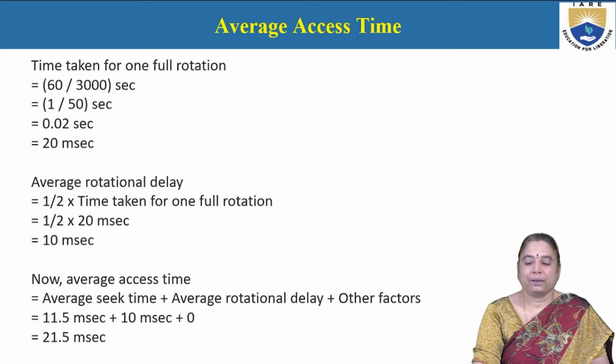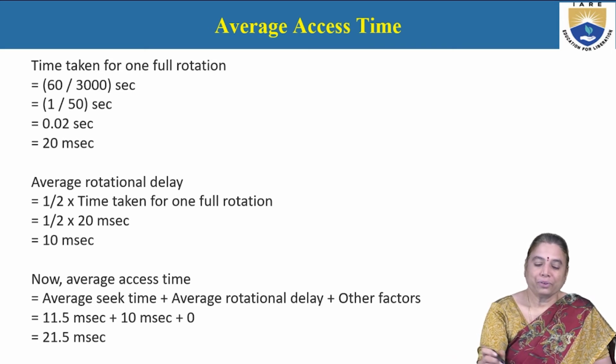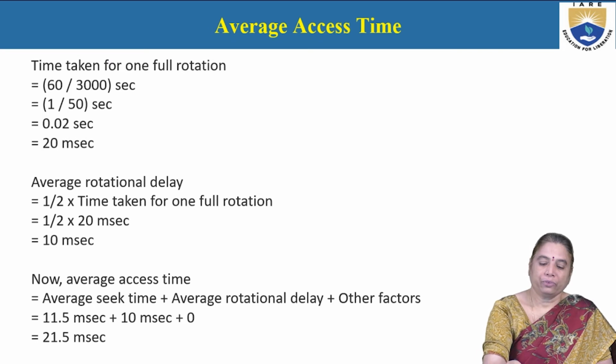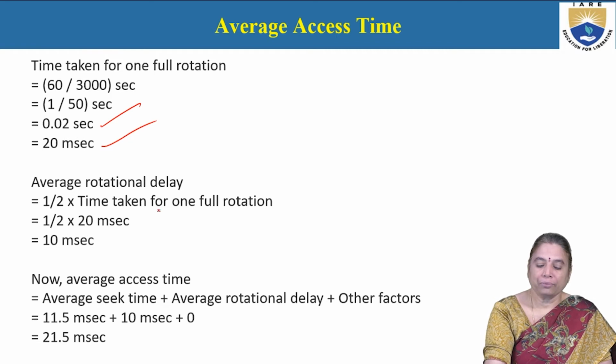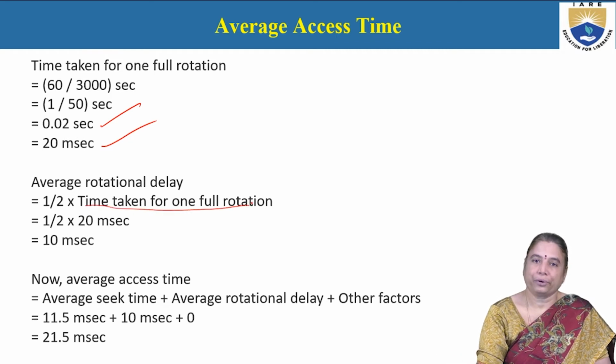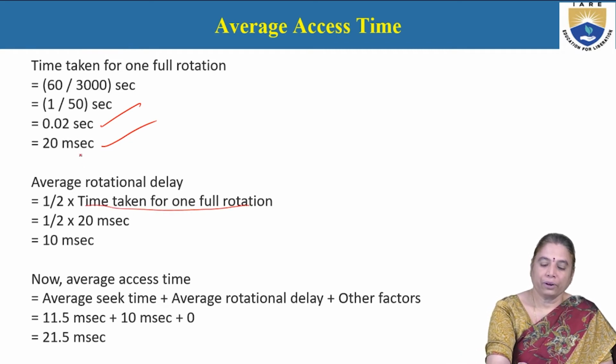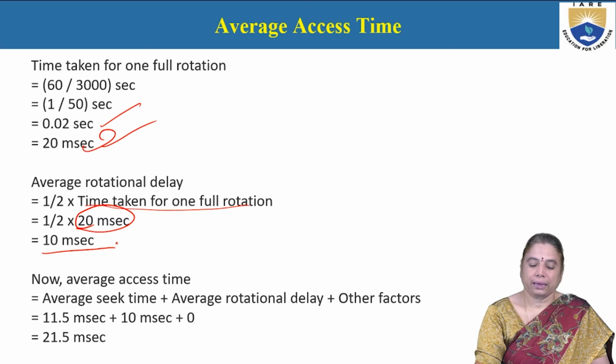Next, what is average access time? Time taken for one full rotation is the first we have to calculate. So 60 by 3000, which can be 0.02 second, 20 milliseconds. Average rotation delay can be half of the time taken for one full rotation. So half into 20 milliseconds, it can be 10 milliseconds.